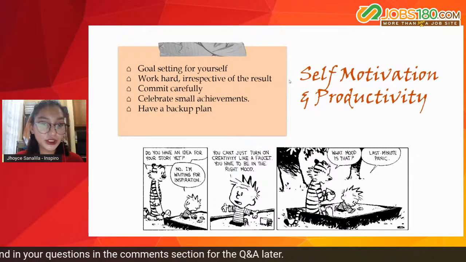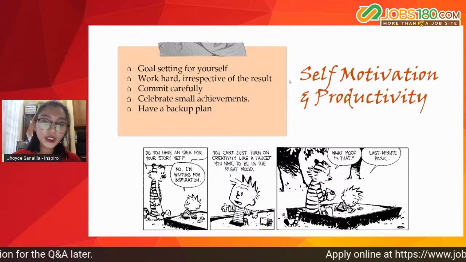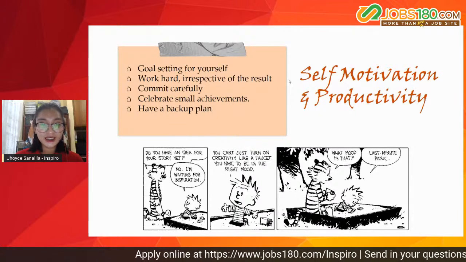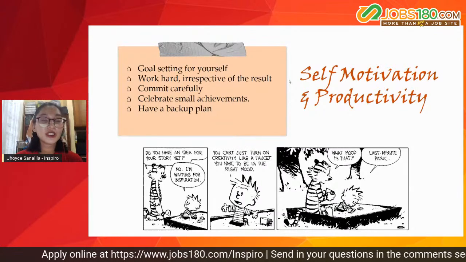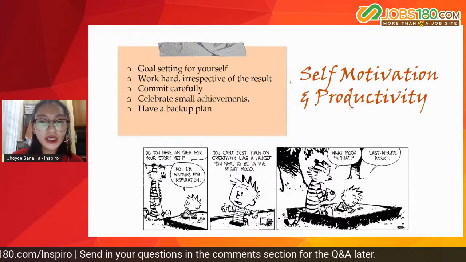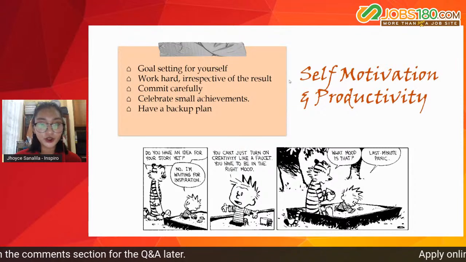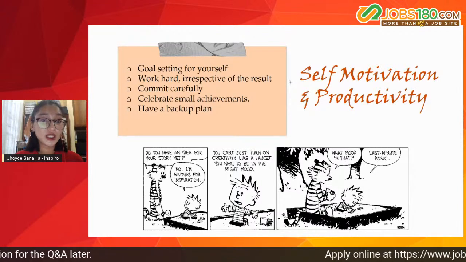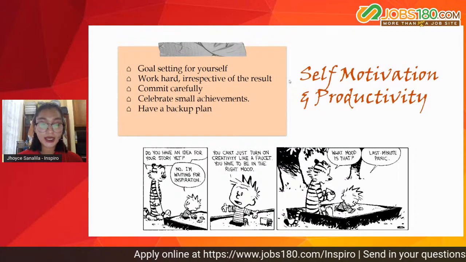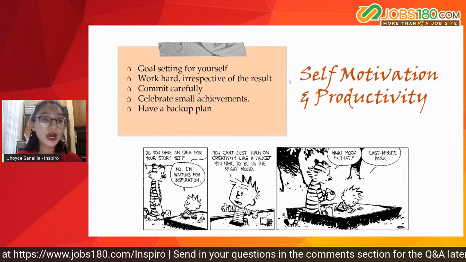So next is commit carefully. If you have committed something to your boss regarding work, you need to be careful with respect to the time frame you ask for. If you can complete the task within the stipulated time, you can feel the self-motivation inside you. Celebrate small achievements. If you have achieved something which was a part of your overall goal, don't forget to celebrate it. This will let you recognize that you are on the right track and on the way to achieve your goal.